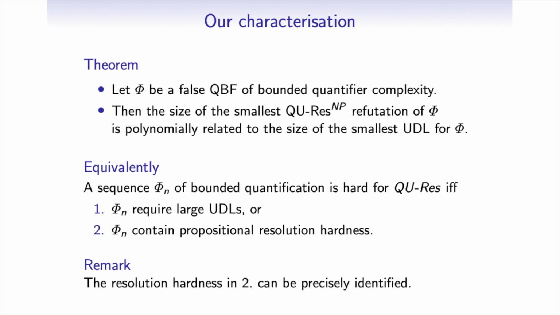So that's the characterization. Equivalently, you could say a sequence phi of n of bounded quantification is hard for Q resolution if and only if either the formulas require large unified decision lists, or the formulas contain some kind of propositional resolution hardness. So here we have these two distinct reasons for hardness, and actually the propositional reason can be precisely identified. From the formula, you can precisely determine what the propositional lower bound is.